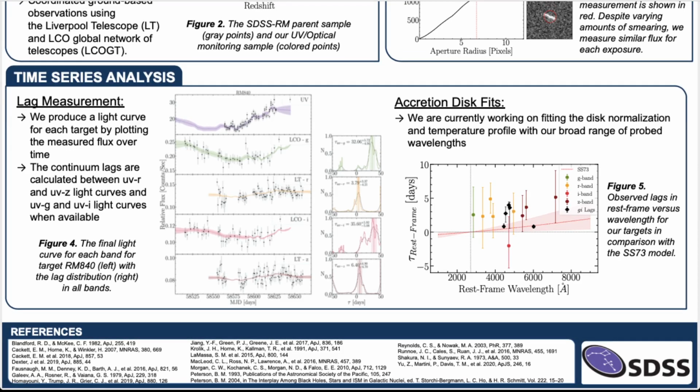For these light curves, we see how the quasar is behaving over time and can calculate the time lag between the UV band and each of the optical bands. In Figure 5, we are comparing our measured disk sizes with the SS73 expectation, as shown by the red shaded region. Our disks probe a wide range of wavelengths in this rest frame, and we are currently working on fitting the disk normalization and temperature profile.